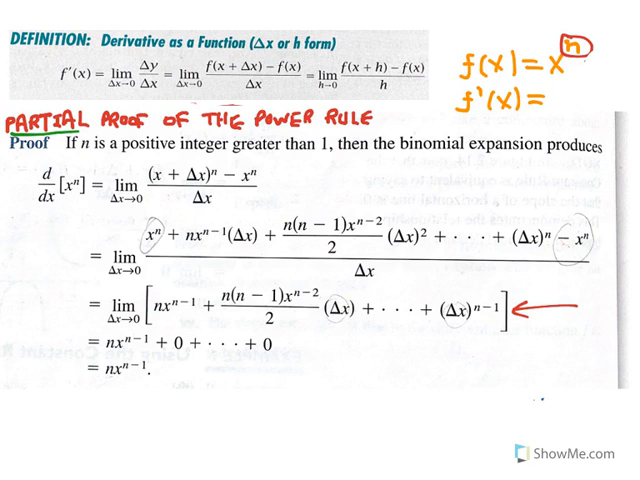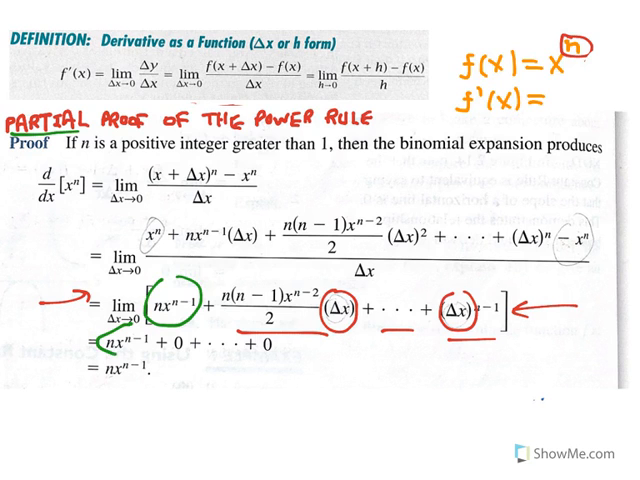Now, to find the limit as delta x approaches 0, you would replace delta x with 0. All of the terms, except the very first one, have delta x as a factor in them. So all of these other terms, when you substitute 0 for delta x, will become 0. The only term that does not become 0 is this one here, and that would be the derivative of the power function x to the n. It would be f prime of x is equal to n times x to the n minus 1. This is what we call a partial proof, because we're only considering when n is a positive integer greater than 1, but the power rule is more general than that.